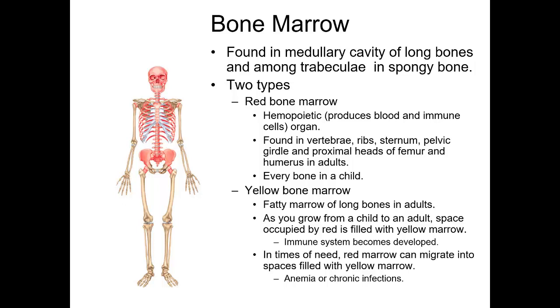The next type of bone marrow is yellow bone marrow, and it is a triglyceride storage organ. As a human being grows into an adult, the space that is occupied by red bone marrow develops into yellow bone marrow as the immune system is developed. As a child, you're still developing your immune system, but an adult has a fully formed immune system. However, as an adult, when you're fighting an infection or suffering from anemia, your yellow bone marrow can convert back into red bone marrow.